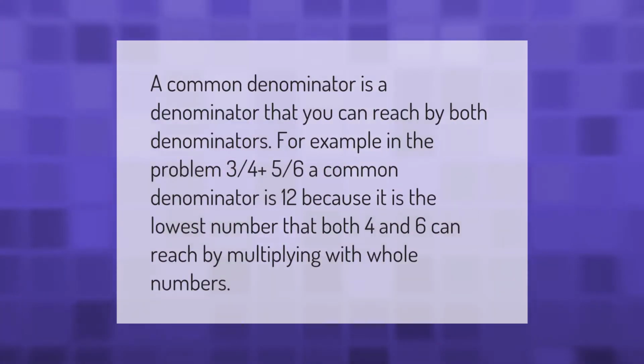A common denominator is a denominator that you can reach by both denominators. For example, in the problem 3/4 plus 5/6, a common denominator is 12 because it is the lowest number that both 4 and 6 can reach by multiplying with whole numbers.